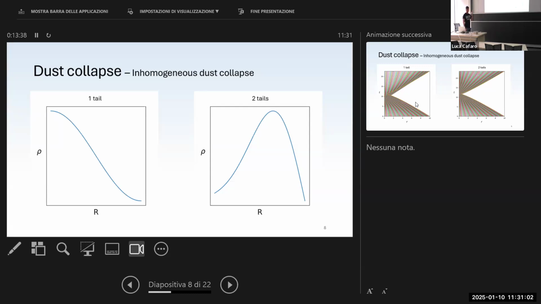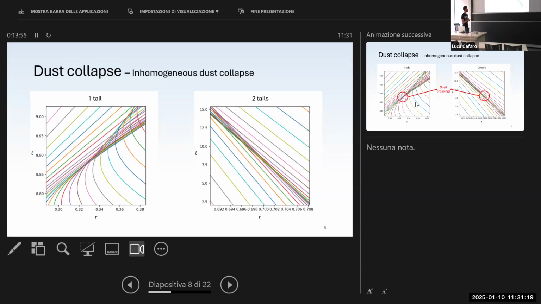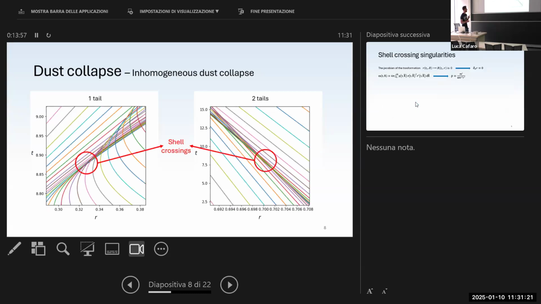We do not consider the peak being on the far right because that would be equivalent to this one. Okay, so we integrate the equation of motion with these two profiles, and what we get is this. Okay, so this is very colorful, beautiful to look at. But the most important thing is that this is not symmetric anymore because the dust is no longer homogeneous inside the star. And if we magnify this picture, this is what we get. And we see there are points here where the shells cross. So those are called shell crossings.